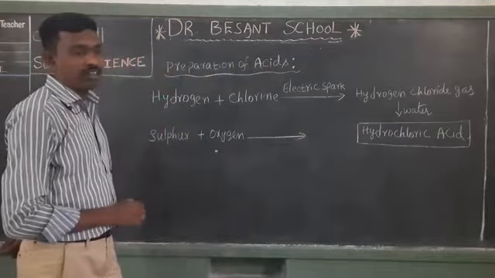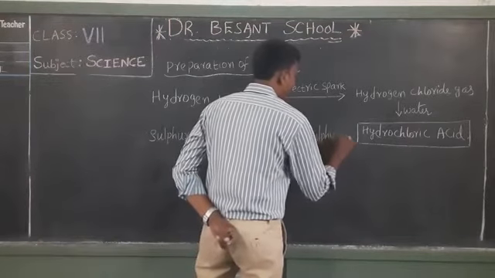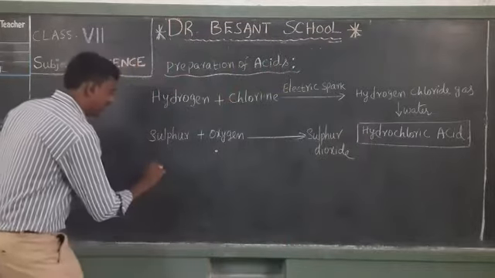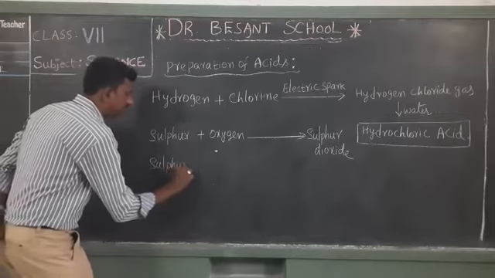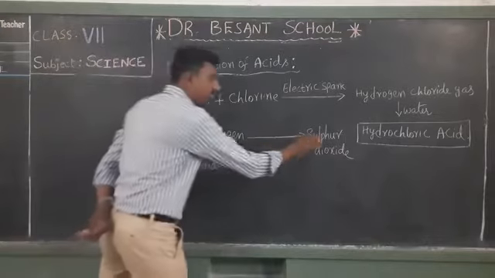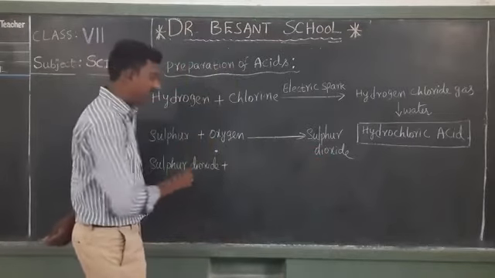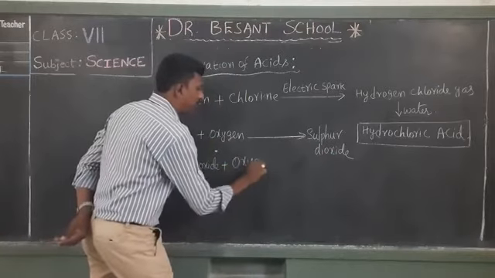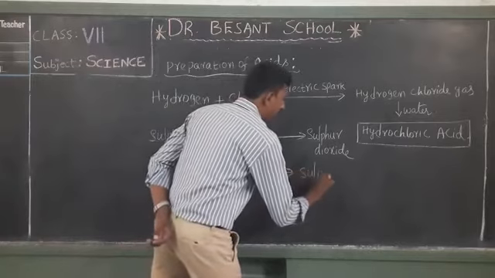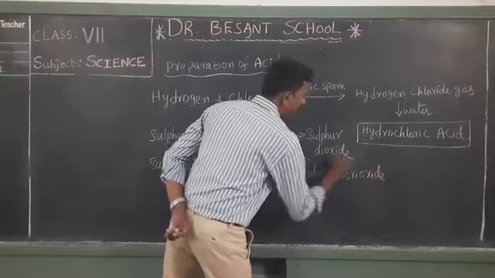It produces sulfur dioxide. This sulfur dioxide, which is produced from sulfur and oxygen by the combustion reaction, if it further reacts with some more oxygen, changes to sulfur trioxide. Tri means 3 and di means 2.